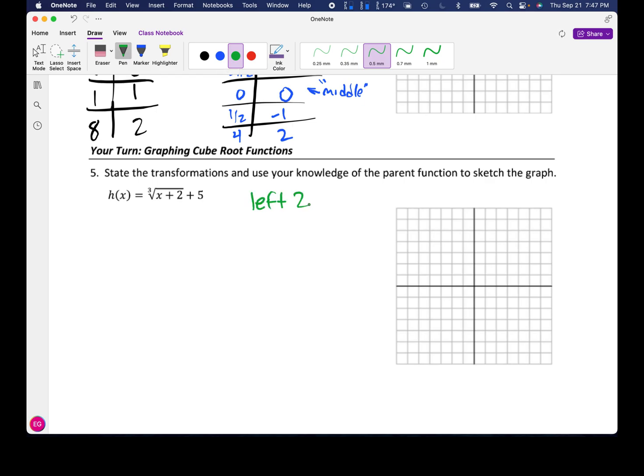This thing is going left 2 and up 5. If I'm doing the shortcut, that's what I'm going to start with, and that's going to be right here. I'm going to go up 1 and over 1, to the third, I'm going to go up 2 and then over 2 to the third. So that's going to be over 8: 1, 2, 3, 4, 5, 6, 7, 8.